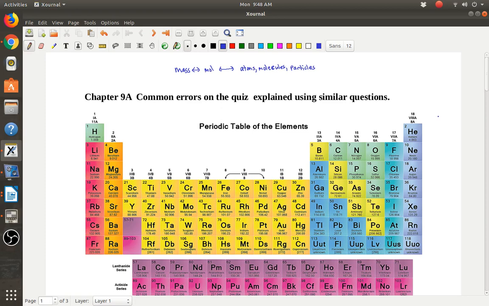This is Mrs. Cribb, and I'm going to go over the most common errors made on the quiz for Chapter 9A. What I did already is I pulled up a periodic chart and attached it, and I also wrote down the pathway between mass and moles and atoms, or molecules or particles. Particles is the general term that goes here, but those particles refer to atoms or molecules or things that you're counting. When you go from mass to moles, you need to use the molar mass.